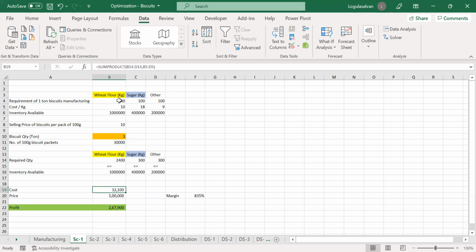So now the cost is available there. How the cost will be calculated is nothing but the product of the quantity and cost. It is very simple. Cost multiplied by the quantity is going to be your material cost. That's what we have calculated here. Then price is nothing but the number of biscuit packets multiplied by the selling price of each packet.